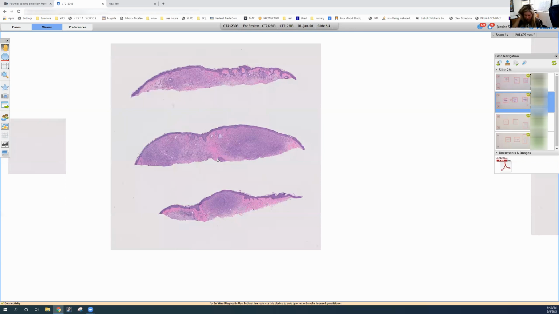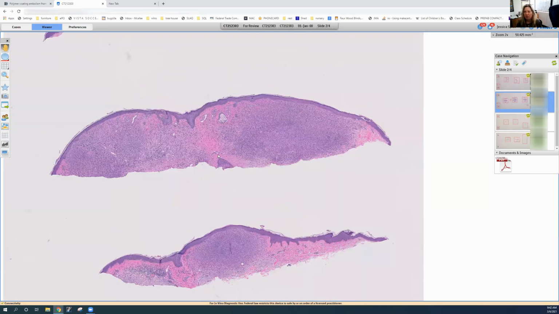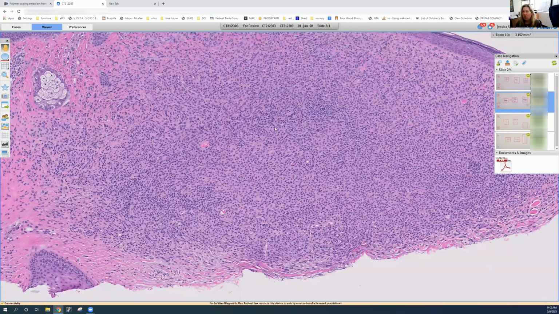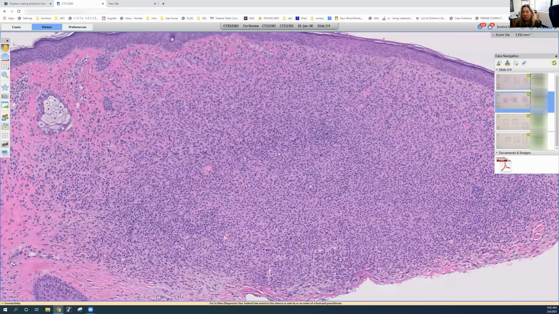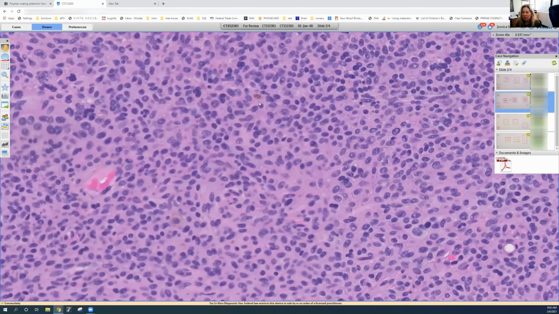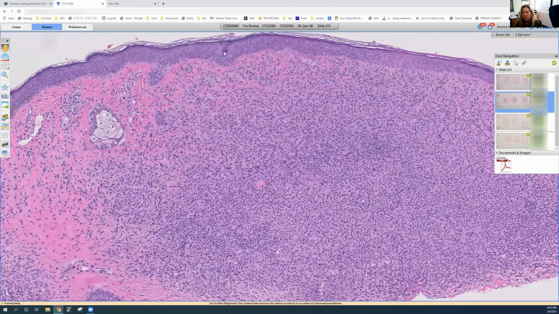Okay, so here we have a shave biopsy of skin with something in the dermis that looks very blue, but different from what we saw in the last case. You can see there's this almost diffuse infiltrate of cells with pretty pleomorphic nuclei, lots of pink cytoplasm. Some of the cells have cytoplasmic pigment, which I can tell you is melanin.